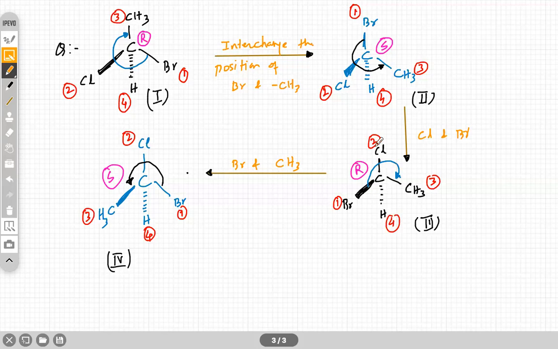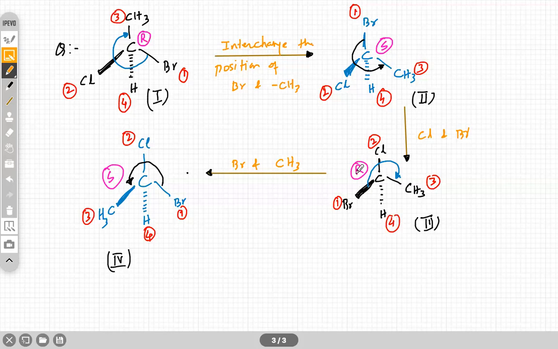Now you see this. If you want to get third from the first one, what we have to do? One pair of exchange and then another pair of exchange. Means 2 pair of exchange, the configuration remains same. Yes or no? So how can we generalize this?